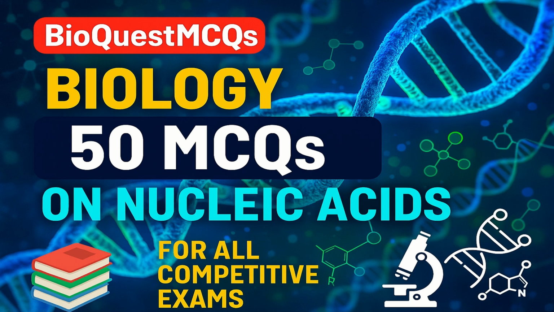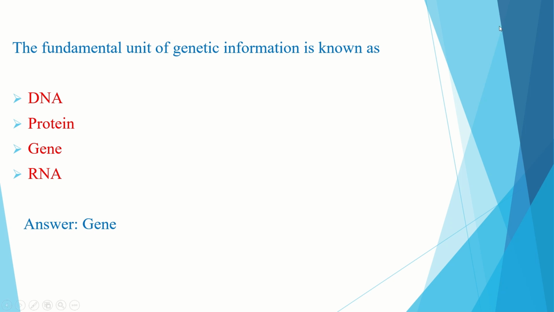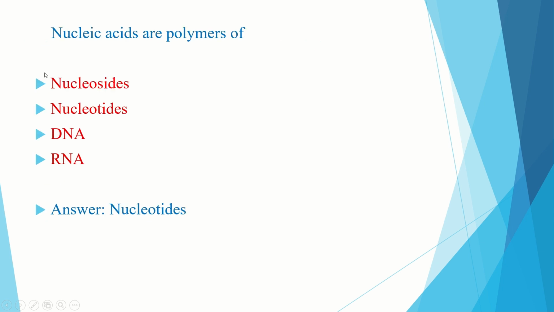Hello everyone. In this video, there are 50 MCQs on nucleic acids. The fundamental unit of genetic information is known as DNA, protein, gene, RNA. The correct answer is gene. Nucleic acids are polymers of nucleotides, nucleosides, DNA, RNA. The answer is nucleotides.